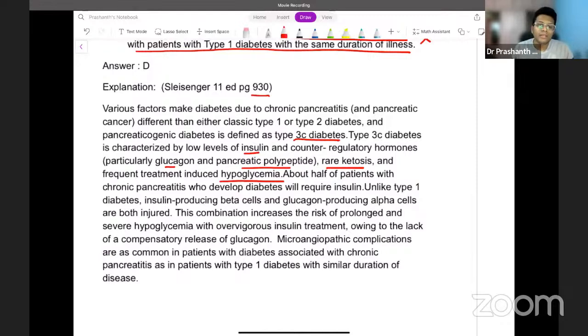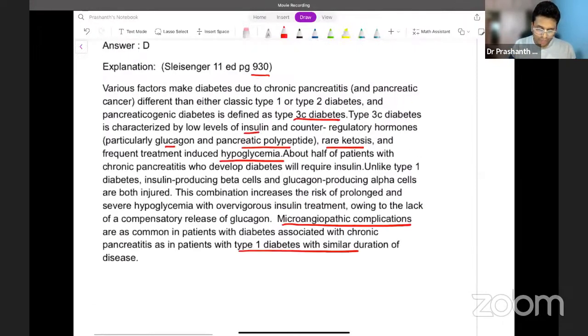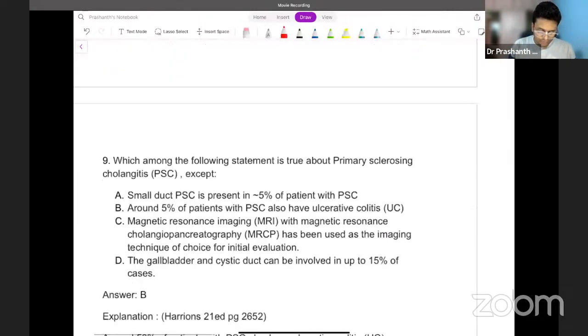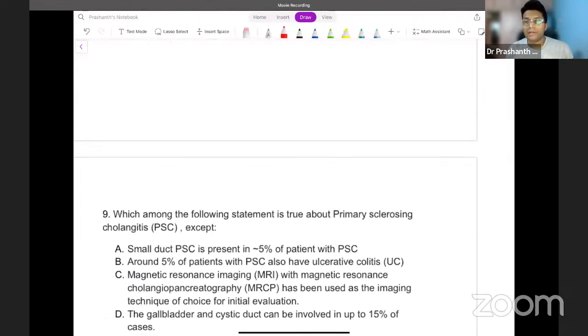Now, this combination has some specific features with respect to treatment. And remember that long duration can lead to microangiopathic complications, very much similar to type 1 diabetes. Okay. So these are all the special features about pancreatogenic diabetes. The next question is, which among the following is true about PSC except?